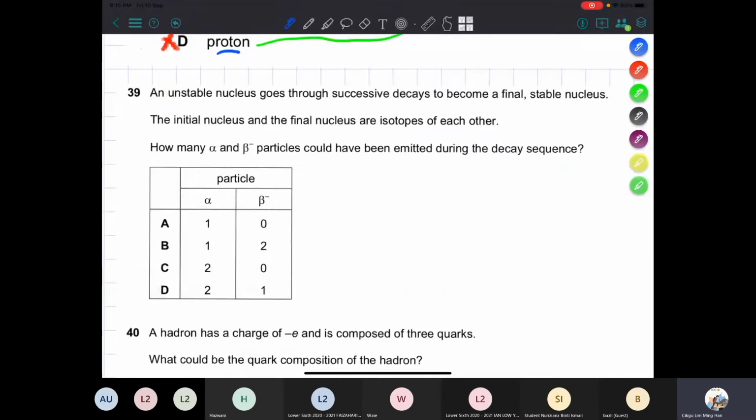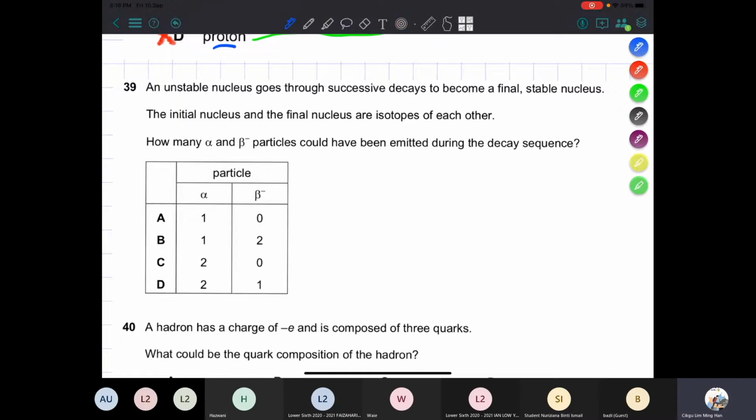Let's look at 39. You have an unstable nucleus that goes through successive decay to become a final stable nucleus. Successive means that it is more than one decay. The initial nucleus and the final nucleus are isotopes of each other. Oh, interesting. How many alpha and beta particles could have been emitted during the decay sequence? Wow, this is very challenging.